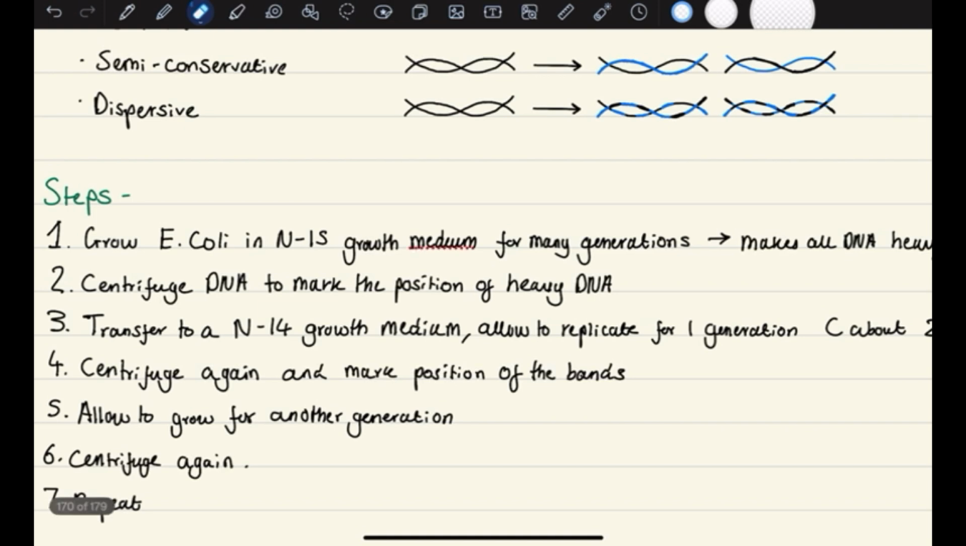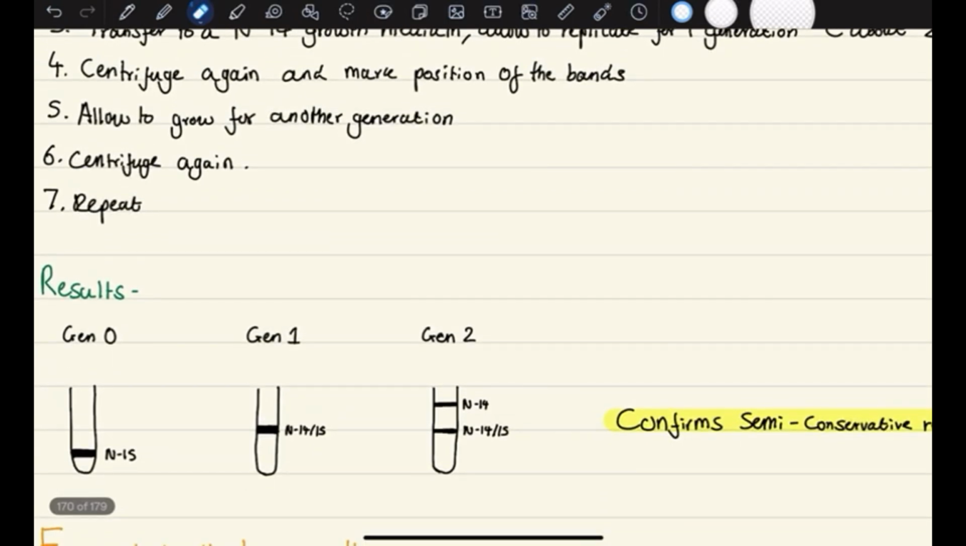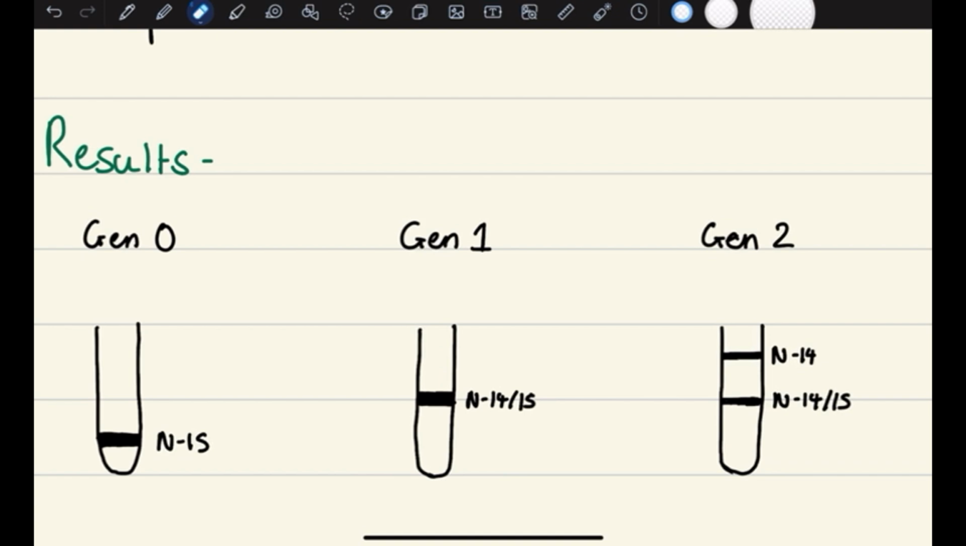Let's kind of see our results. And this is what they saw, yeah? And we'll explain why this is semi-conservative in a second. But in Gen 0, or the ones going in the nitrogen 15 growth medium only, you can see the band near the bottom of the test tube, yeah? In the first generation, what they saw, a bit bizarre. They saw that the band had moved up to around the middle of the test tube. So you can see this is when they started to use a bit of nitrogen 14 to make their DNA.